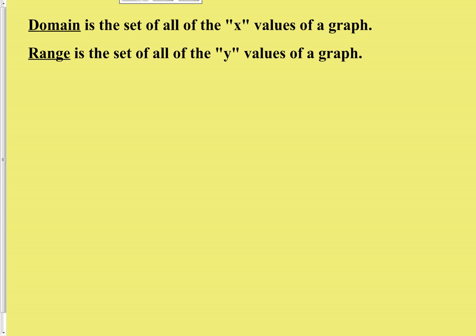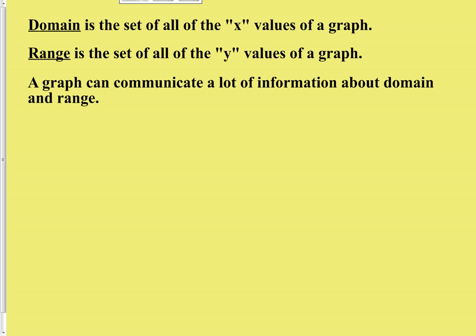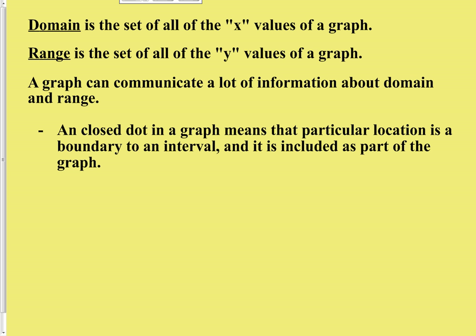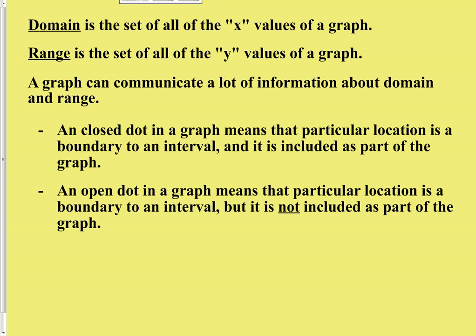Now, everybody's favorite topics from once upon a time: domain and range. Of course, domain is all of the possible x values that a graph has to offer, and range is all of the possible y values that a graph has to offer. We can get a lot of information from the graph if we are provided one. We have the difference between an open dot and a closed dot. A closed dot in a graph means that that particular location is not only a boundary to an interval, but it's also included as part of the solution to the graph. Whereas an open dot means, once again, it is a boundary to an interval, but that location is not included as part of the solution for the graph.